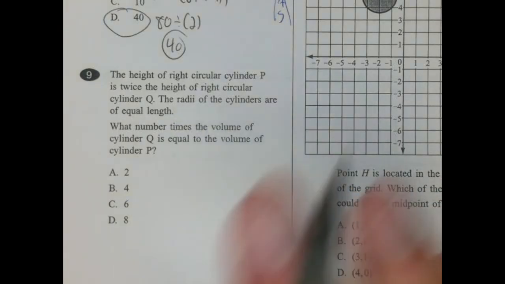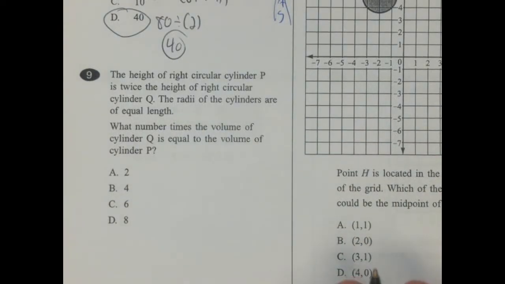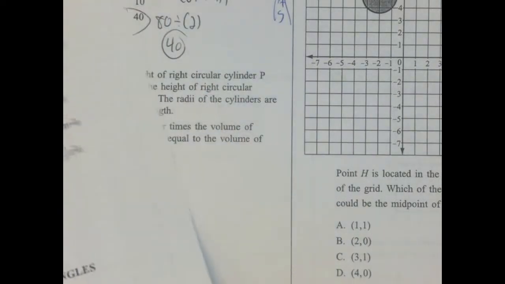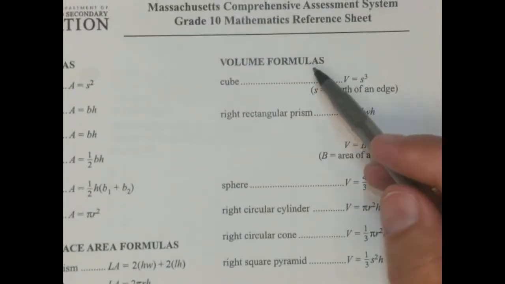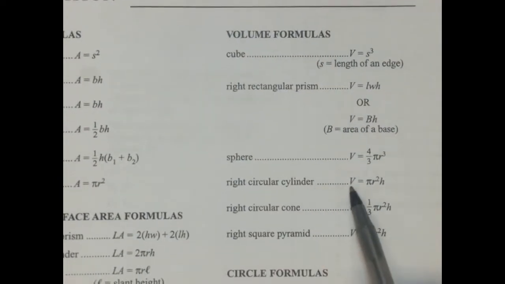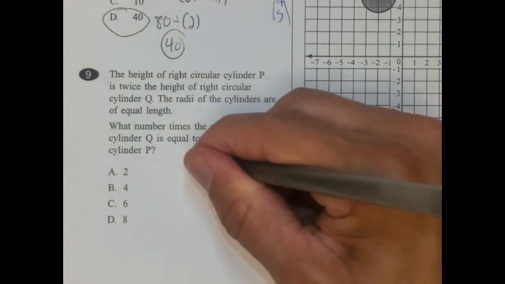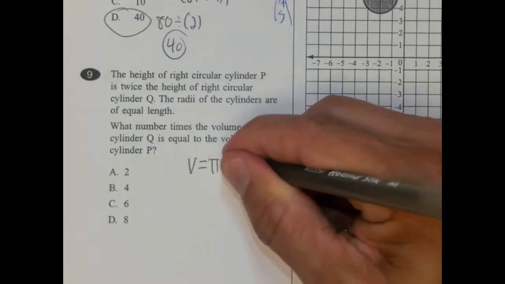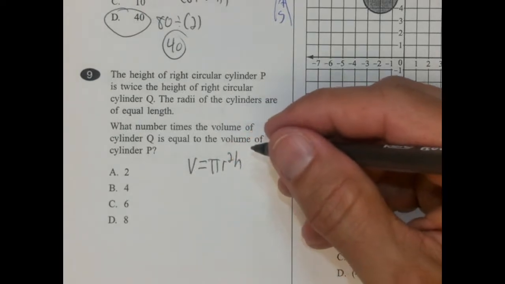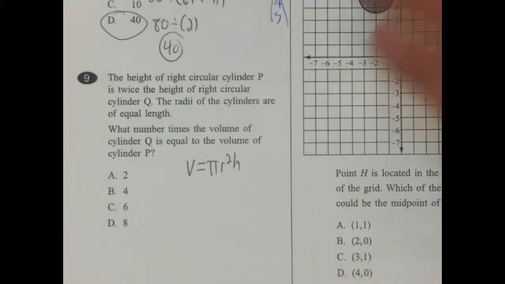All right, so here's what we're going to do. The first thing we need is the formula for the volume of a right circular cylinder. So let's take a look at the formula sheet, which is right here. So volume, right circular cylinder is right here. So V equals pi times r squared h. Okay. And we're going to do one for each of these two.